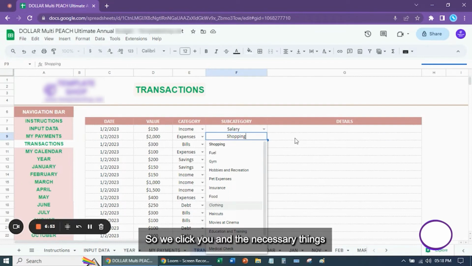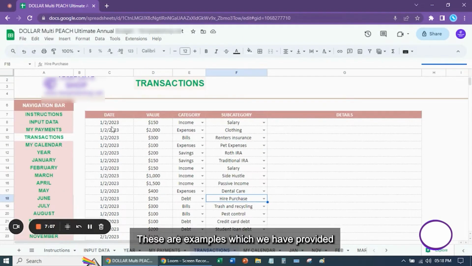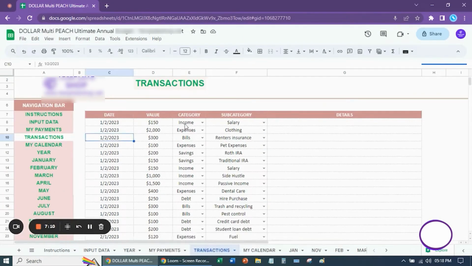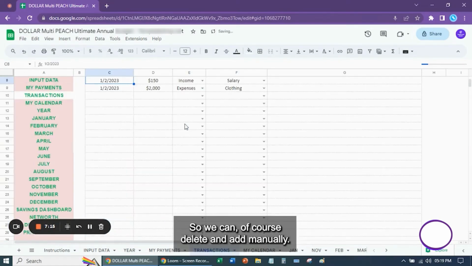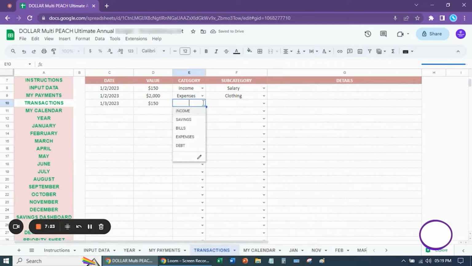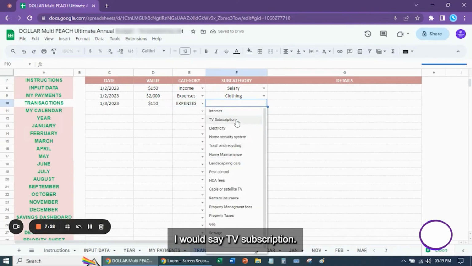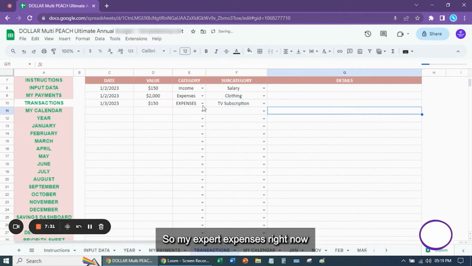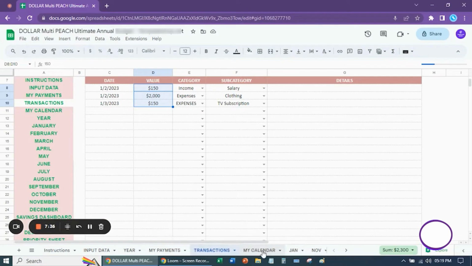So we click here and the necessary things would reflect elsewhere in the sheet. These are examples which we have provided just for the purpose of helping you understand better. We can of course delete and add manually. I would say $150. It comes under expense. What type of an expense? I would say TV subscription. There we go. Okay, so my expenses right now are to the extent of $2,300.